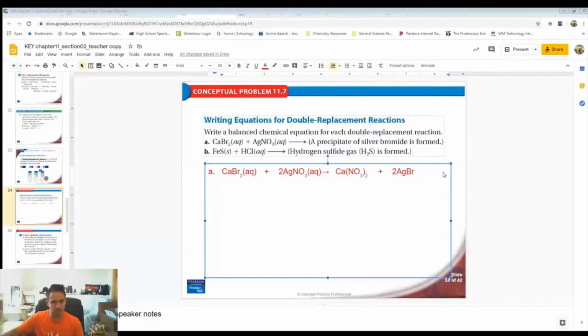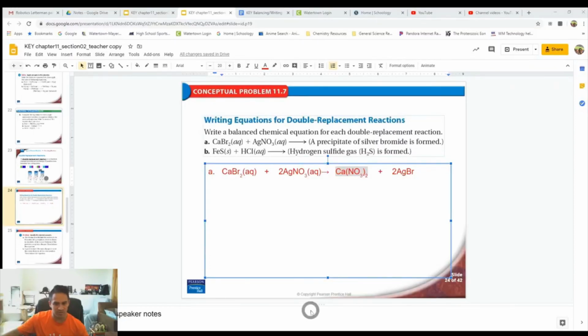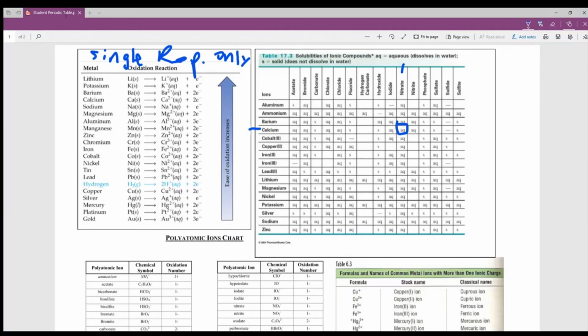Let's go take a look at our products again. This is calcium nitrate. This is our solubility table. We have calcium here, we have nitrate here, and if we find each of them and line them up, we'll see that this says aqueous. So that means that our product for calcium nitrate is going to be soluble, so AQ. All right, so that's not good. That means that this other one, which is silver bromide, hopefully is a solid. So let's go check that one.